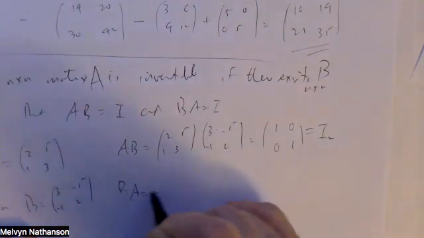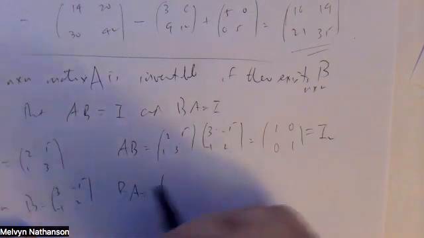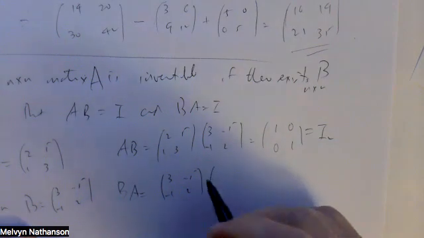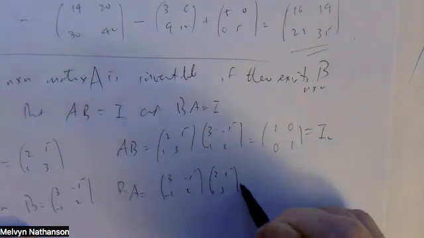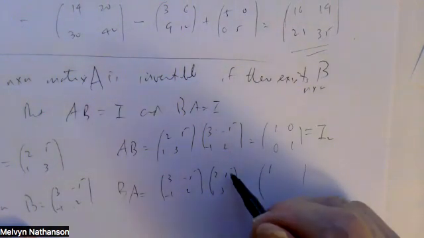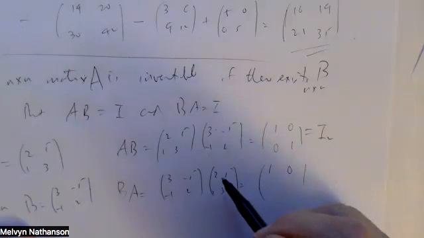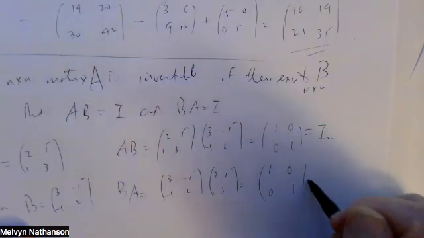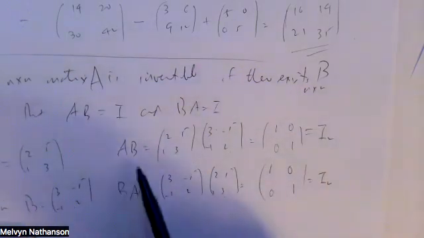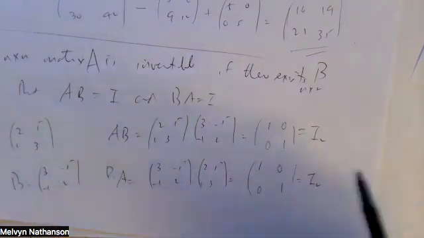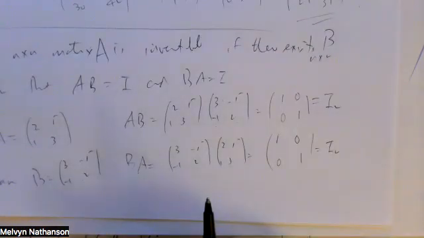And what is BA? Again, B is [3, -5; -1, 2] and A is [2, 5; 1, 3]. I get 6 minus 5 is 1. 15 minus 15 is 0. Minus 2 plus 2 is 0. Minus 5 plus 6 is 1. So A and B are inverses of each other. A times B and B times A are both equal to the identity.